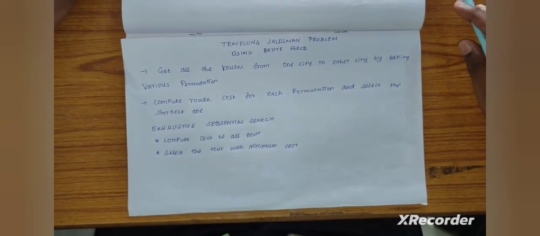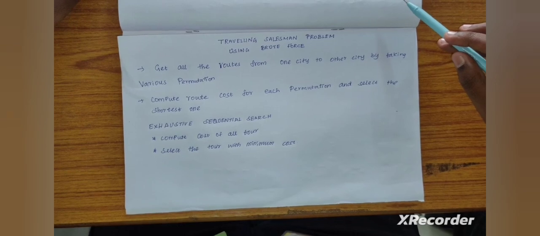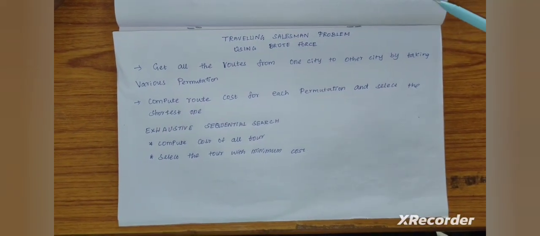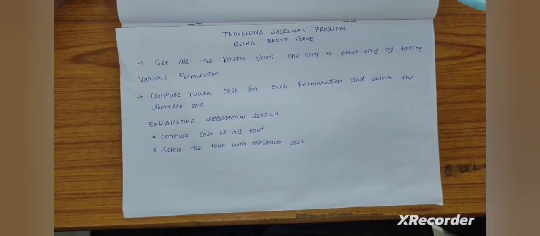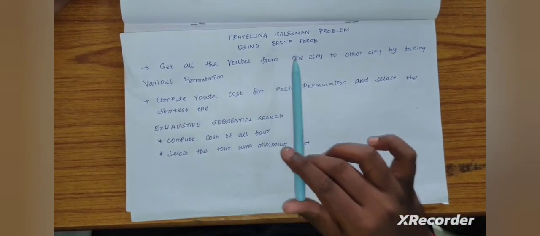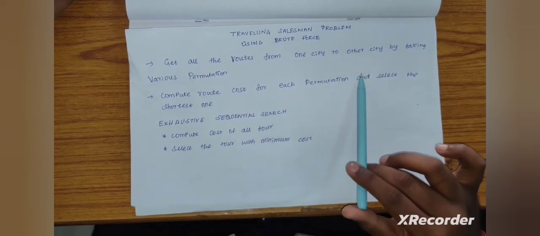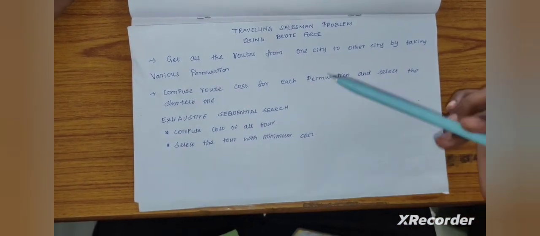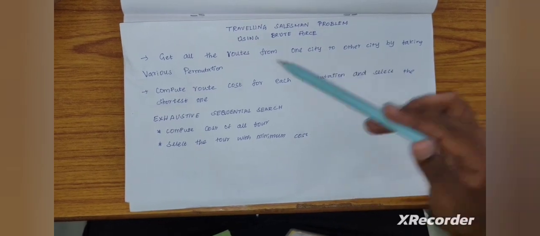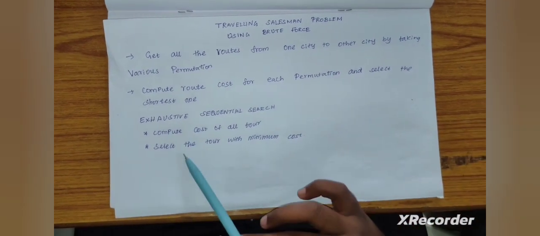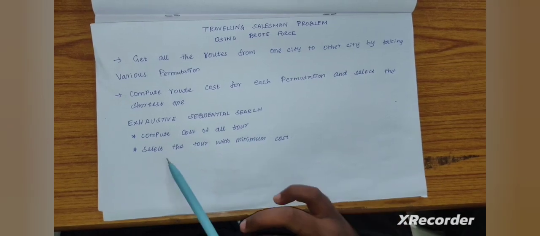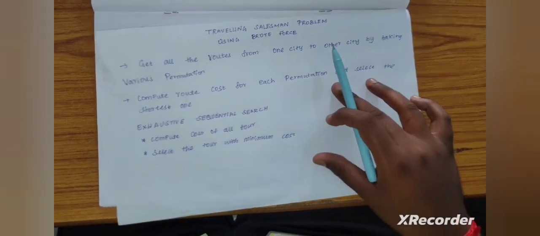Thank you. Hello everyone, myself Prashant. I'm going to explain an example for TSP using the brute force technique. Now we are going to discuss the traveling salesperson problem with an example. What is the traveling salesperson problem? It is to get all the routes from one city to another by taking various permutations, compute the route cost for each permutation, and select the shortest route. We are going to find the shortest path using an exhaustive search method. There are two steps: compute the cost for all tours and select the tour with minimum cost. Let's move on to the example.